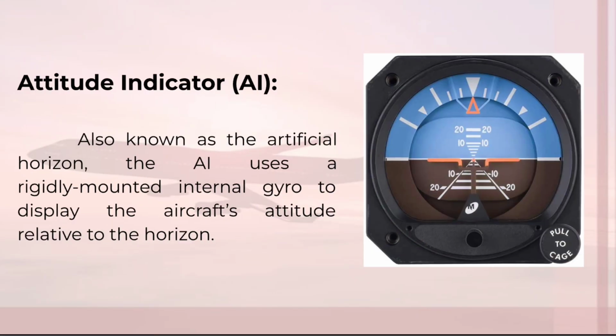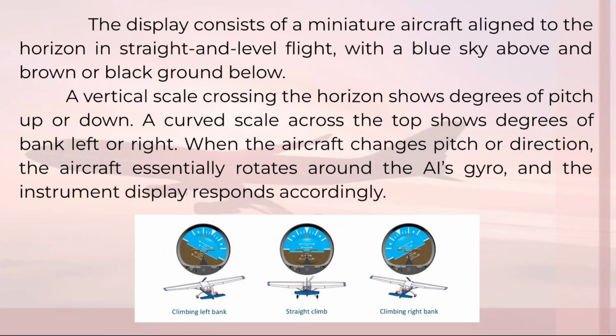Attitude indicator, also known as the artificial horizon. The attitude indicator uses a rigidly mounted internal gyro to display the aircraft's attitude relative to the horizon. The display consists of a miniature aircraft aligned to the horizon in straight and level flight, with a blue sky above and brown or black ground below. A vertical scale crossing the horizon shows degrees of pitch up or down. A curved scale across the top shows the degree of bank left or right. When the aircraft changes pitch or direction, the aircraft essentially rotates around the gyro and the instrument displays the response accordingly.